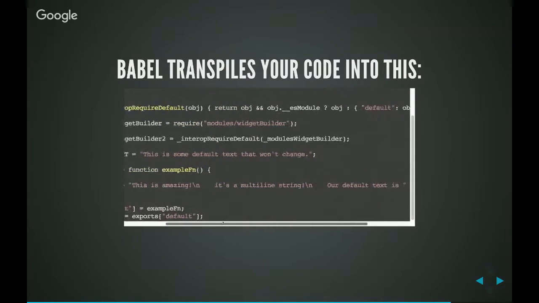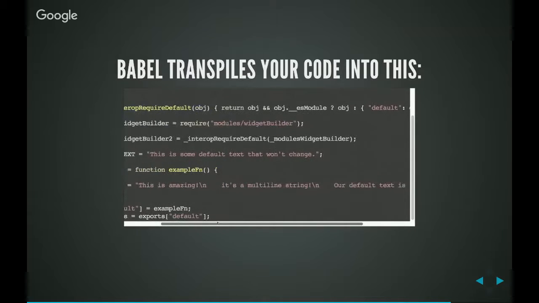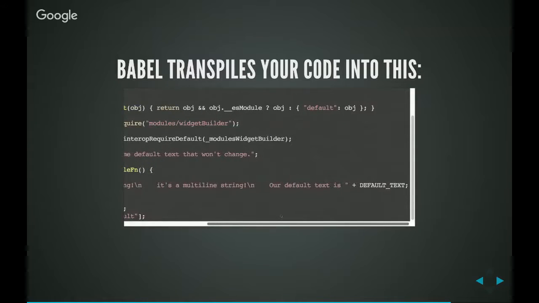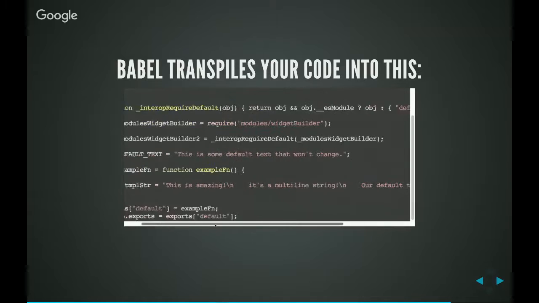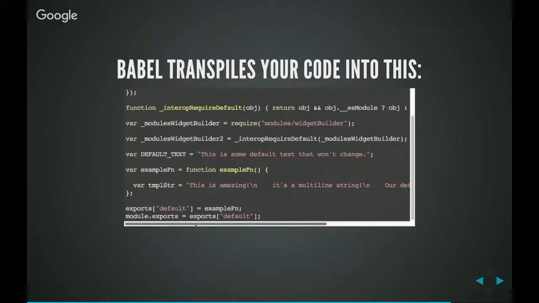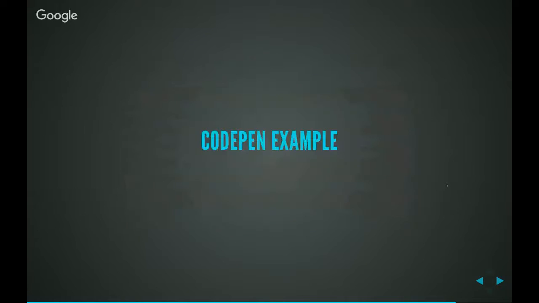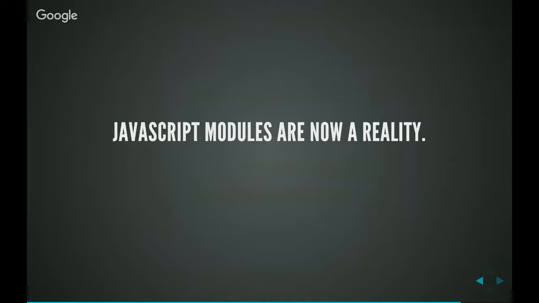You'll see that it's actually done the concatenation for me. So this is amazing. It's a multi-line string. Our default text is, and there you'll see it is doing the concatenation. So I was able to write it in this format, but the code I'm getting out is this ES5 code that will actually run in modern browsers. I am going to unfortunately have to skip my CodePen example there.